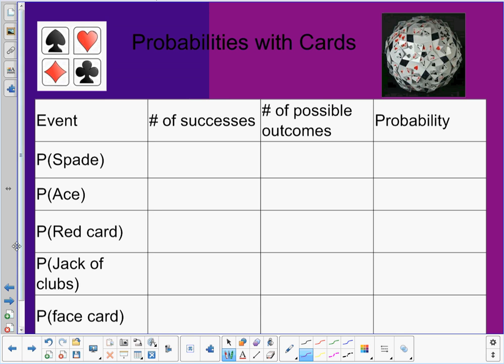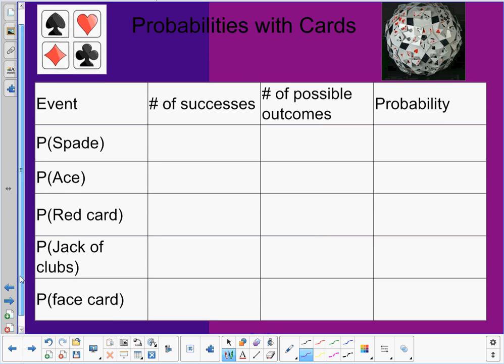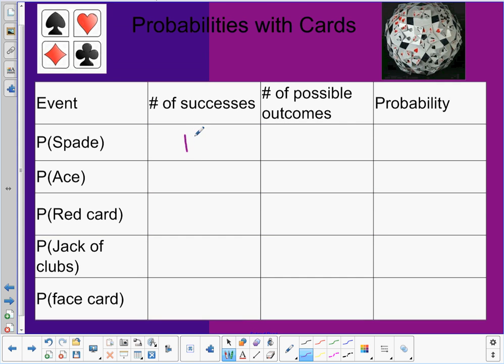Okay, so here's that table filled in if you needed that. If I look at the probability of getting a spade, that means I have 13 total successes because there's 13 spades in a deck. Number of total outcomes is 52. That would be 13 out of 52, which is the same thing as 1 out of 4, which is 0.25.